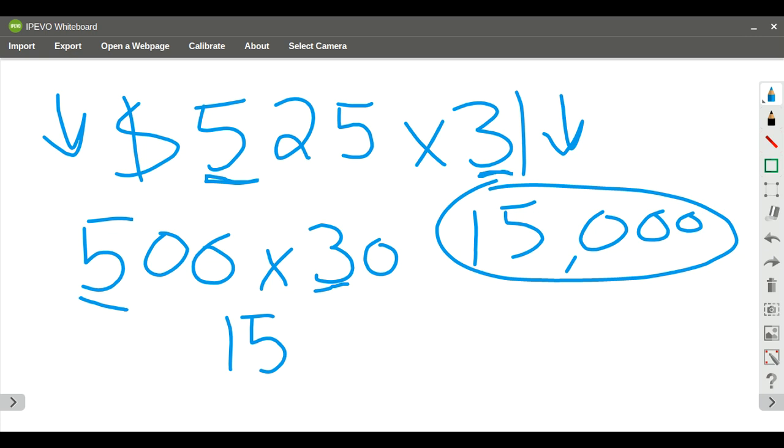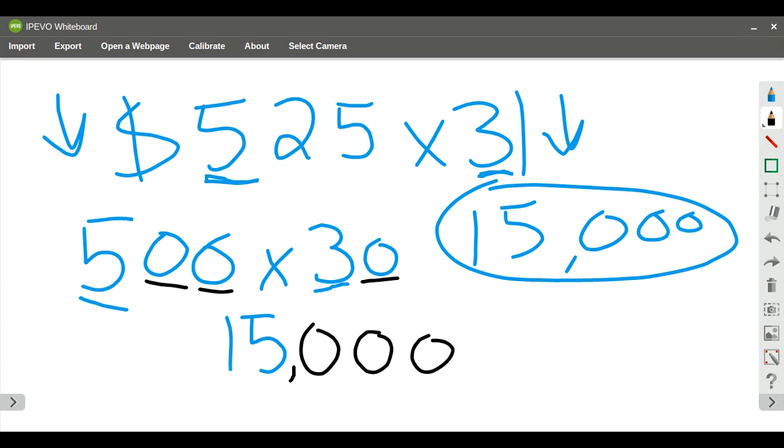And then I'm going to use my multiple of 10 rule. My multiple of 10 rule says that the number of zeros that I have up here in my factors needs to match the number of zeros that I have in my product, unless I make a 0 when I'm multiplying. So I didn't make a 0, right? My second digit is not a 0. So I need to make sure that my problem has 1, 2, 3 zeros after it. So I have 1, 2, 3 zeros. So I have 15,000.